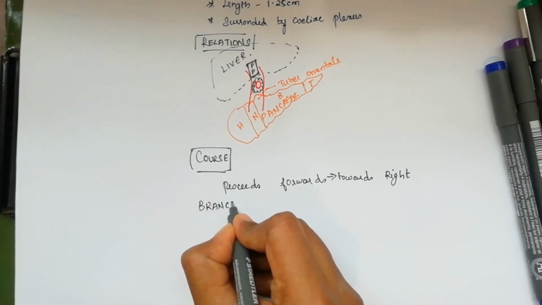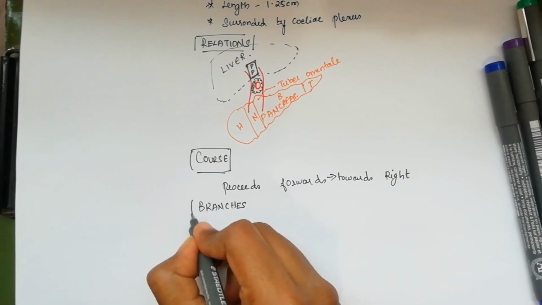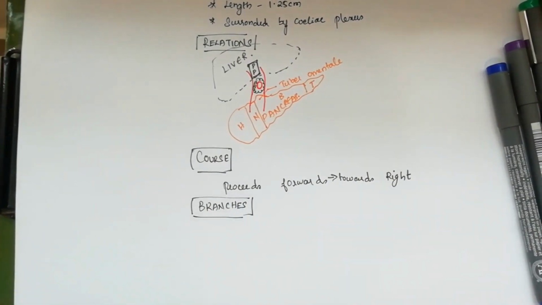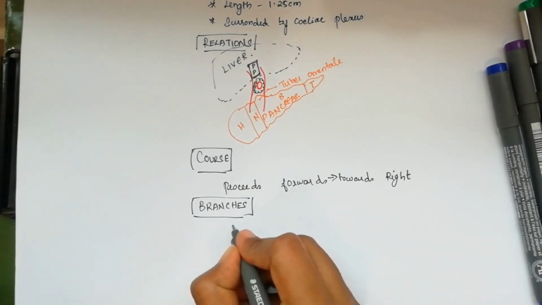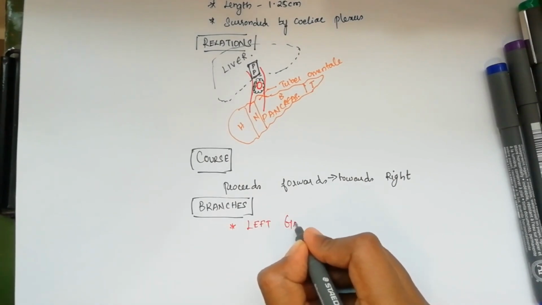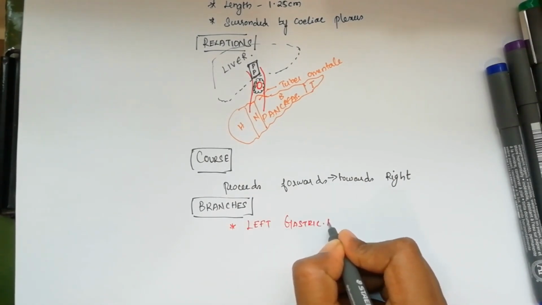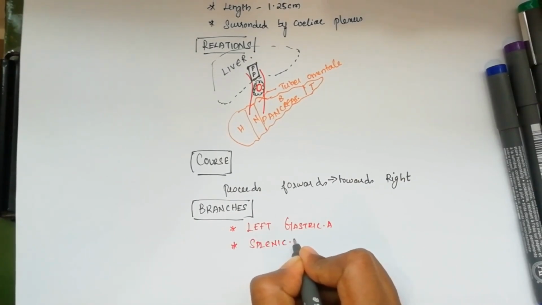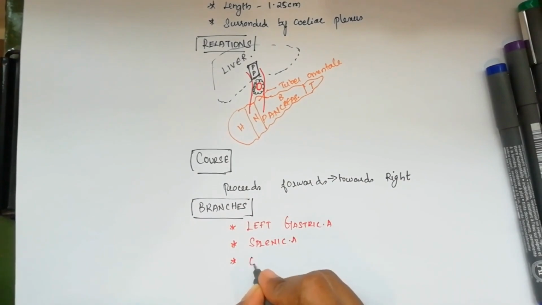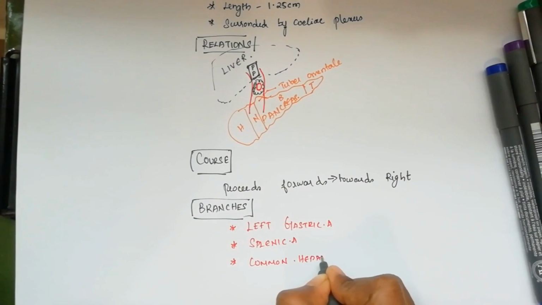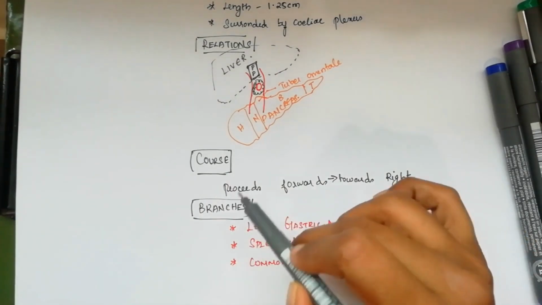So we have got 3 important branches coming out from this celiac trunk. So we are going to see the branches of the celiac trunk. The first artery we have is the left gastric artery, and then we have got the splenic artery, and then we have got the common hepatic artery. So these are the 3 important branches arising from the celiac trunk.